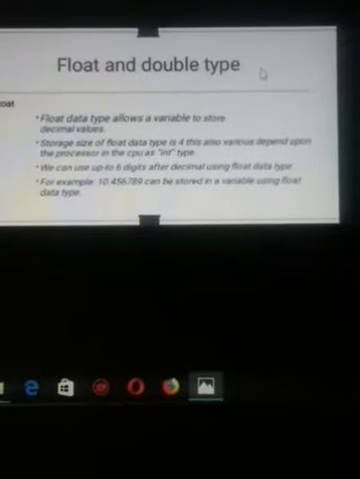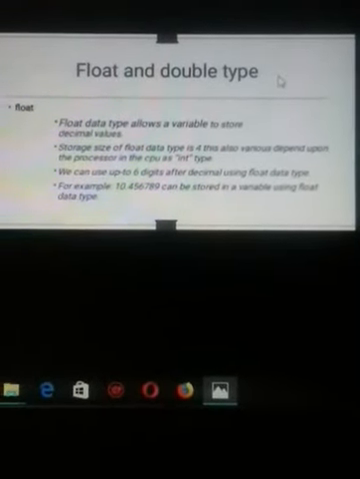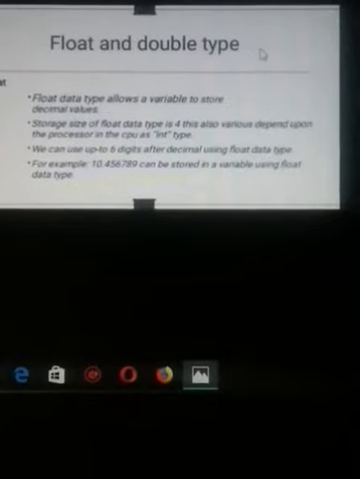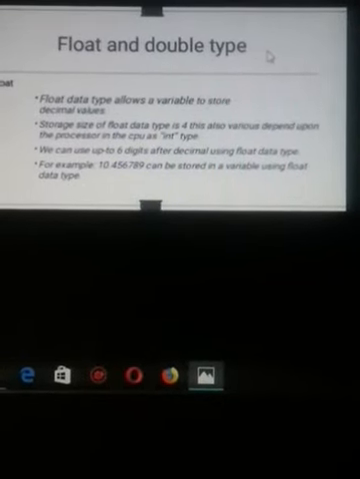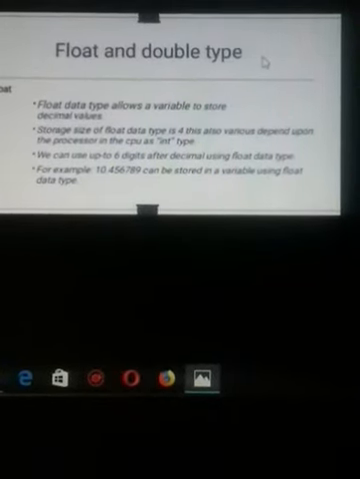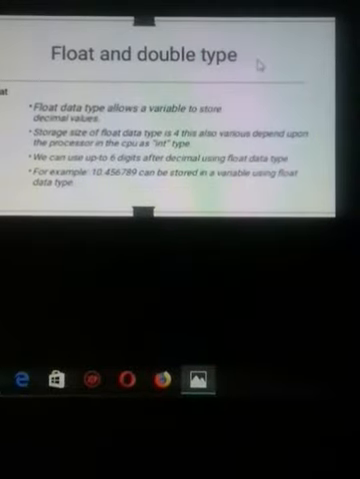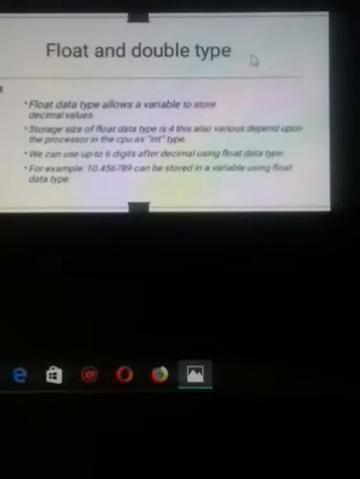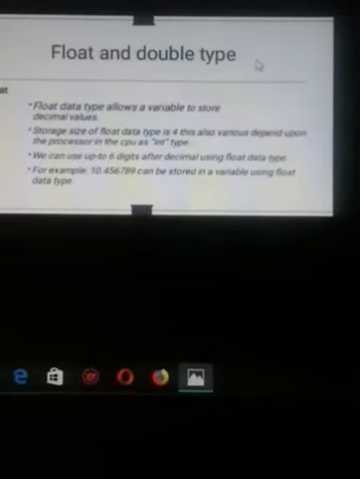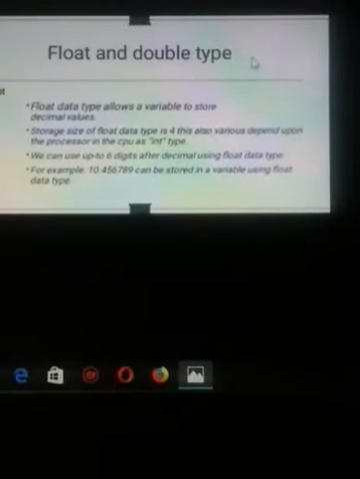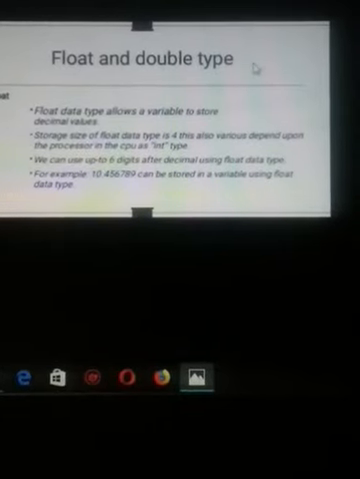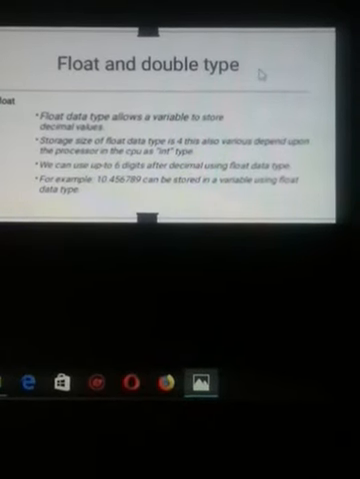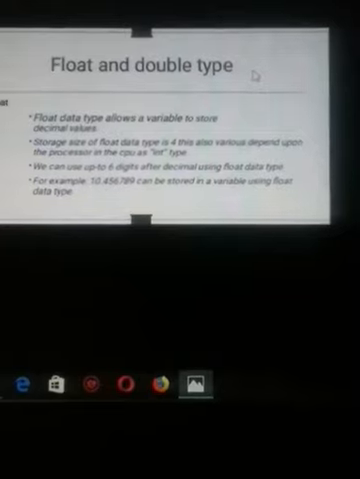Float. The float data type allows a variable to store decimal values. The storage size of the float data type is 4 bytes. This also depends upon the processor in the CPU, as with the int type. We can use up to 16 digits after the decimal using float data types. For example, 10.456789 can be stored in a variable using float data types.